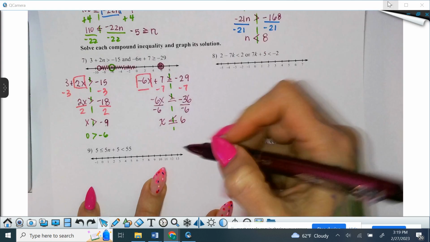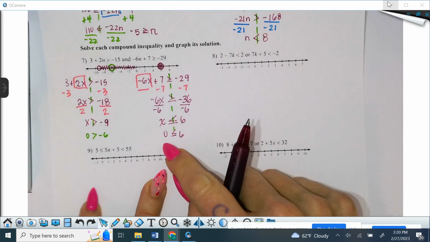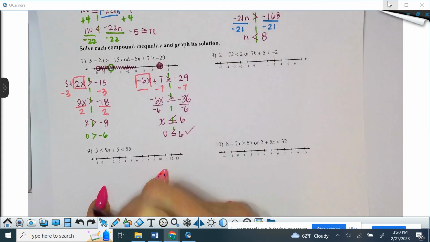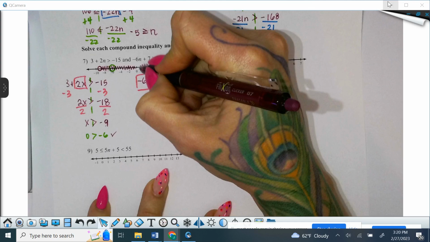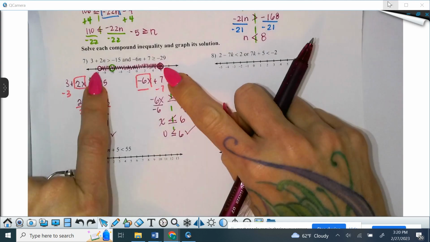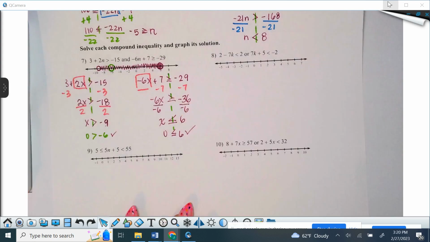Is 0 less than or equal to 6? 0 is less than or equal to 6, so that's a good one. And it was good there, so we're going to shade towards 0. And your overlap, disregard my mistake green circle, but this in between these two would be your answer for this guy if he's on the graph.